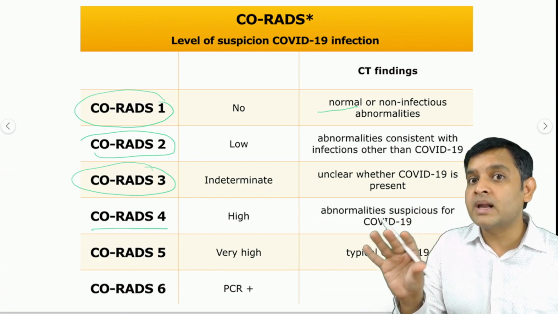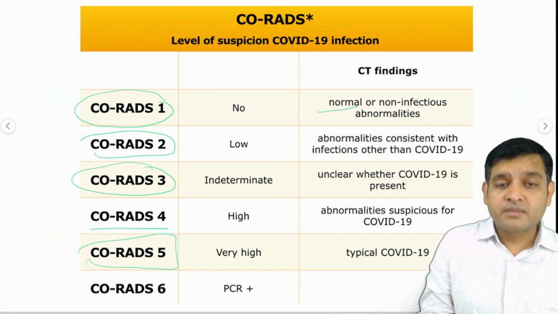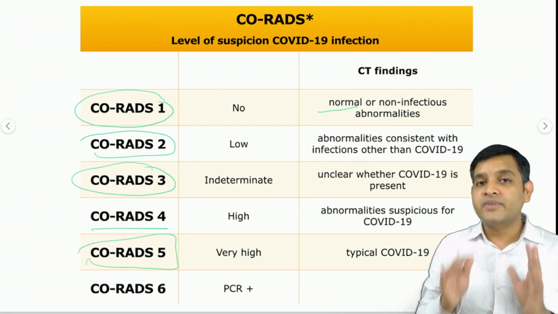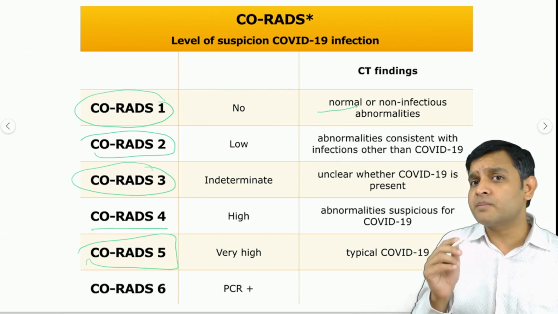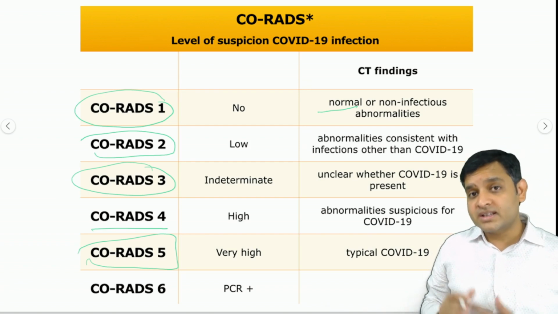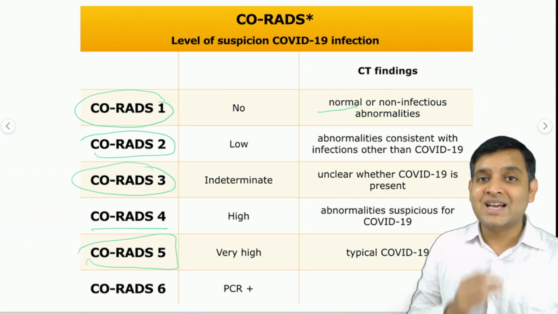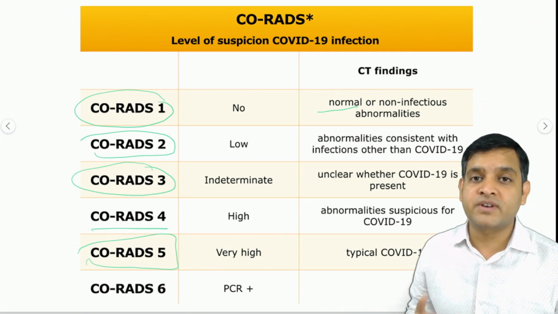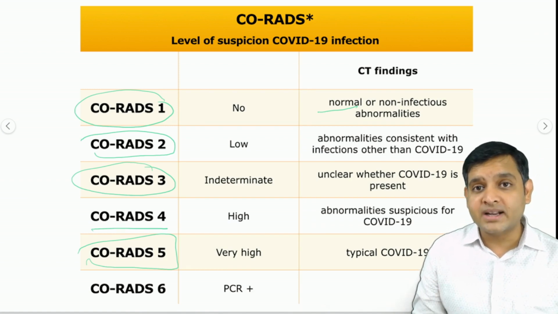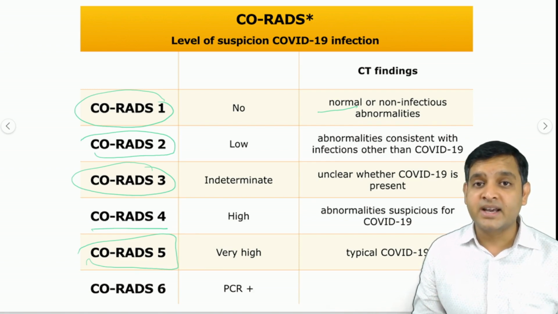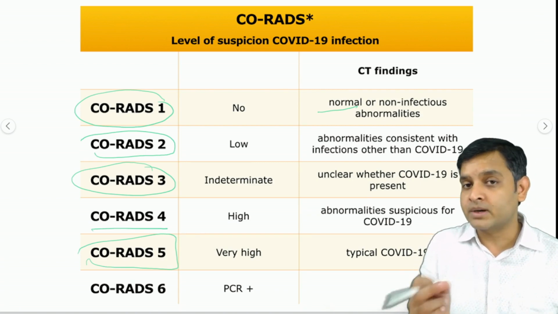The abnormalities are pointing towards COVID-19 infection. Whereas CORAD 5 means that it is almost sure shot that it is a COVID-19 infection on a CT scan. CORAD 6, if you see a report which says CORAD 6, that means this patient already has an RT-PCR proven COVID infection. Then the CT finding does not make much of a difference, and these are simply called CORAD 6. Please remember, I am once again saying that the CORAD is not an indicator of severity. It's a predictor of the chance of having COVID-19 in a particular CT scan.